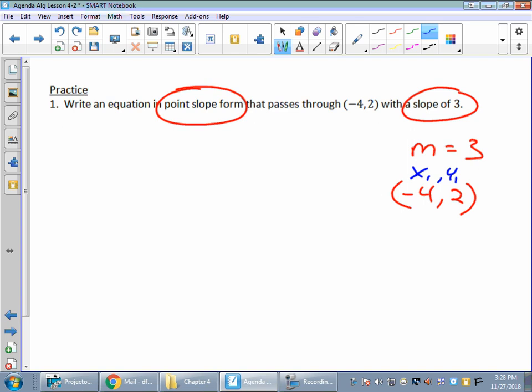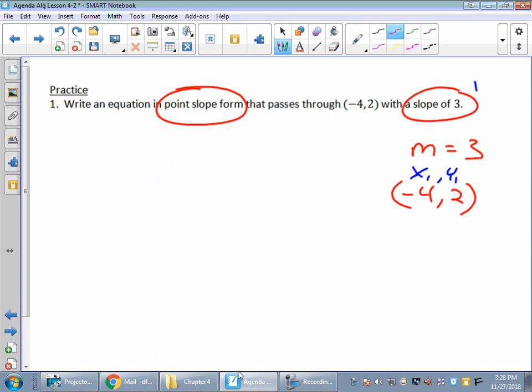Okay, so that was step 1, to identify the slope. We identified the slope right there. It was 3. And then we're going to now use point-slope form. Okay, so y minus y1, I don't like the way that looks. Y minus y1, don't like that either.